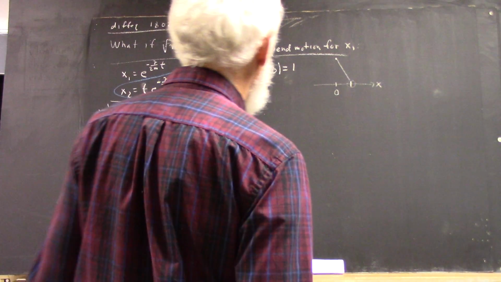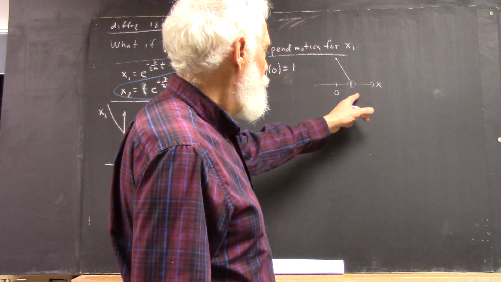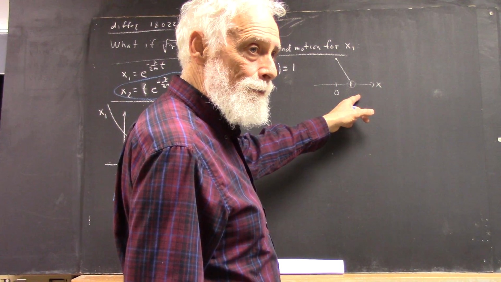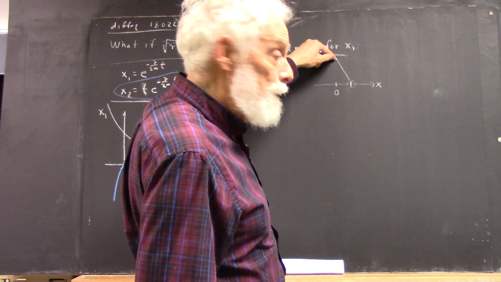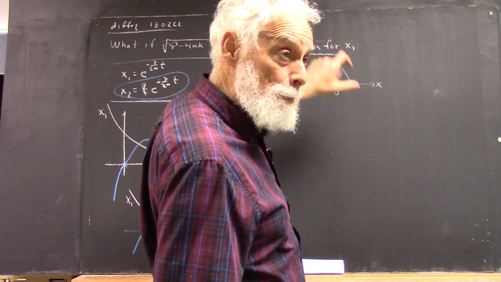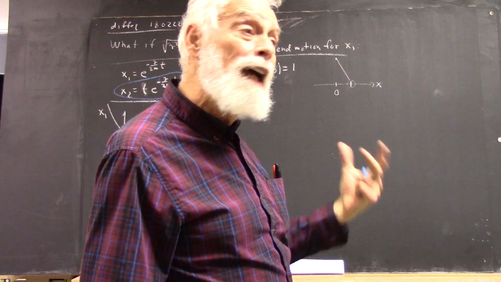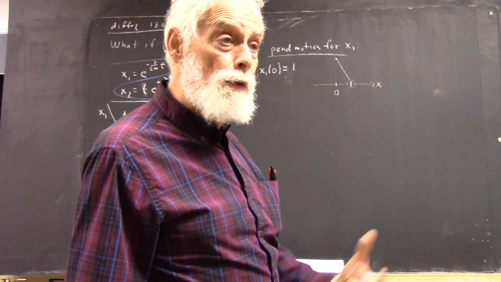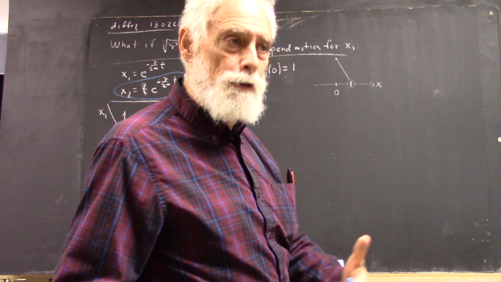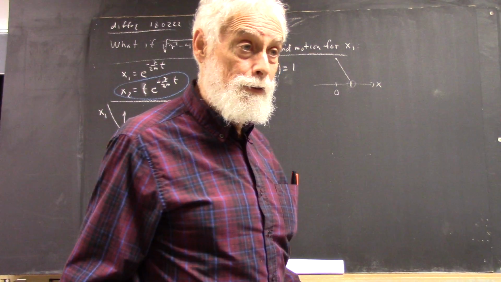Okay, so x of 0 equals 1. Now, I'm exaggerating the distance here compared to the distance here because I didn't want to use the whole board to make the amplitude small compared to the length. And we know that the amplitude for this model to work has to be small compared to the length. Otherwise, you don't have a constant restoring force. And of course, we only have an approximately constant restoring force.